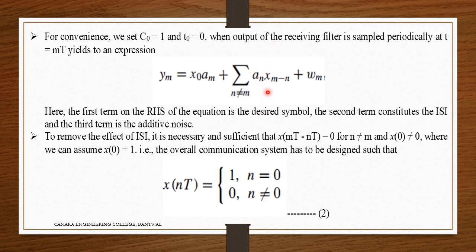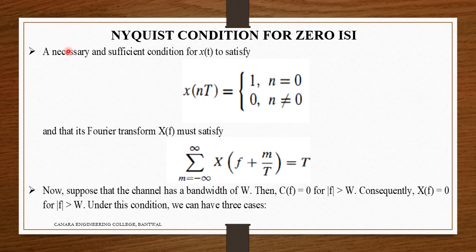We should make those terms 0, and then we can assume x0 is equal to 1. So the overall communication system has to be designed such that x(nT) = 1 for n = 0 and 0 for n not equal to 0. This is the condition we have derived, and we will be using it for the Nyquist criteria. This is the sufficient condition for x(t), and I will go for the Nyquist criteria from there.